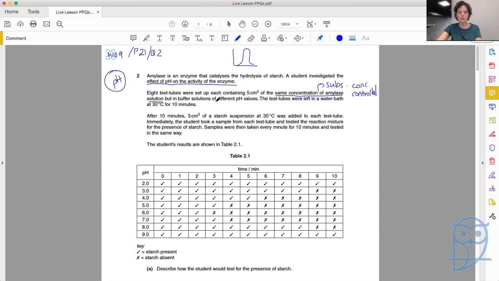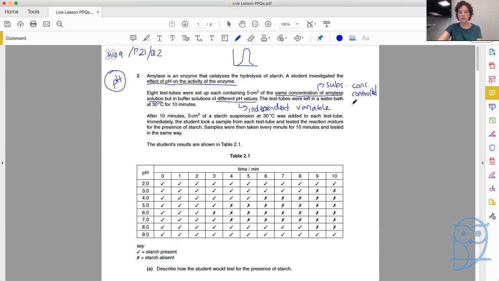Okay, and buffer solutions of different pH values. So here is our independent variable. So when you get a question like this, it's great to work through it like this, because that's also going to help prepare you for your practical paper.